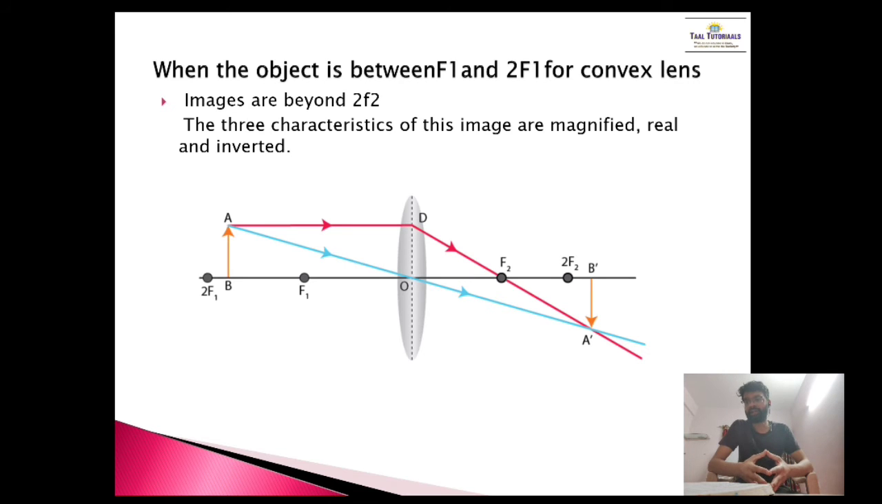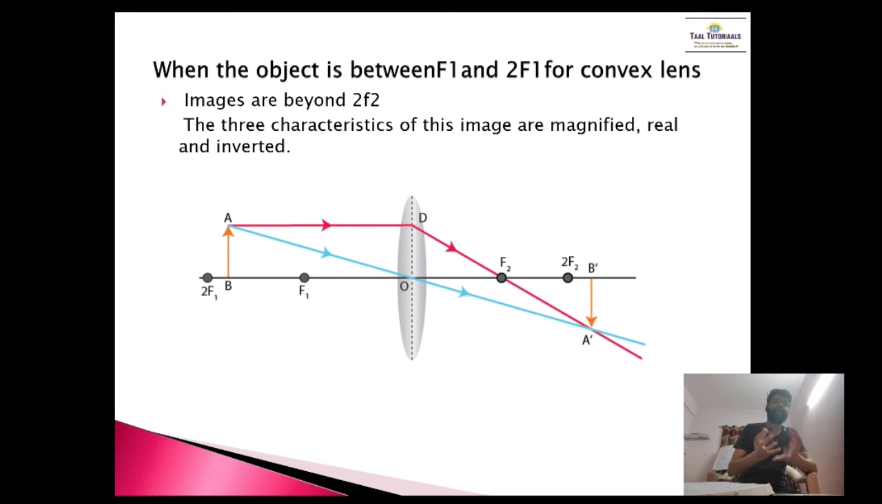Hence, a real image is formed, and you see the image as A'B', and the image is found beyond 2f2. If you ask what the characteristics of this image are, you can say there are three: it is magnified, it is real, and it is inverted. So these are very important. Actually, there are 8 diagrams. I am discussing 5.